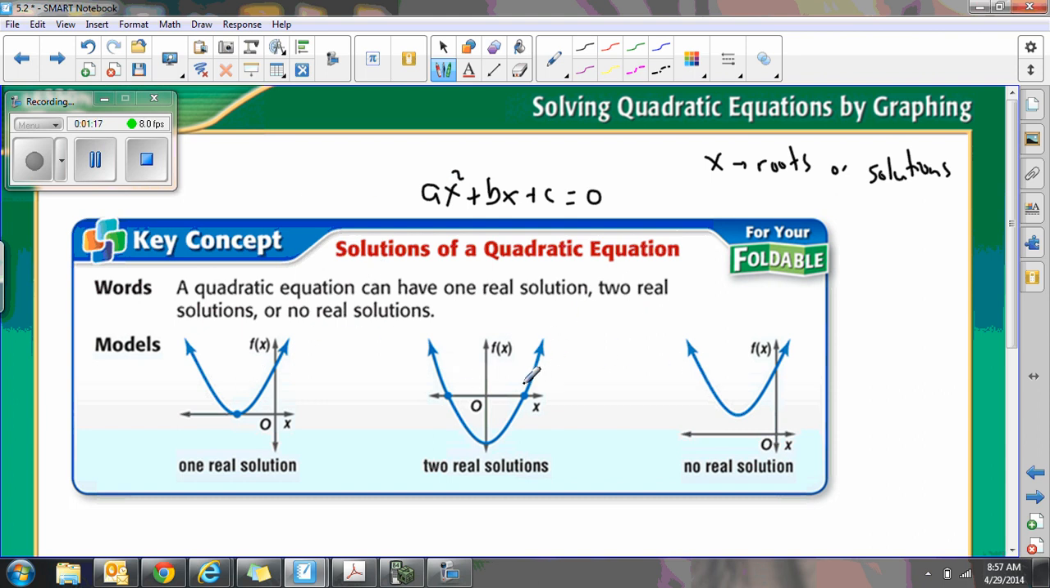As you can see from our pictures, when we graph these, you're going to have one of three options occur. Either there's going to be one real solution, so one spot where the graph touches the x-axis, or one spot where it gives you 0. You're going to have two real solutions, so two spots where the graph crosses the x-axis, or the graph is never going to cross the x-axis, which means no real solution.